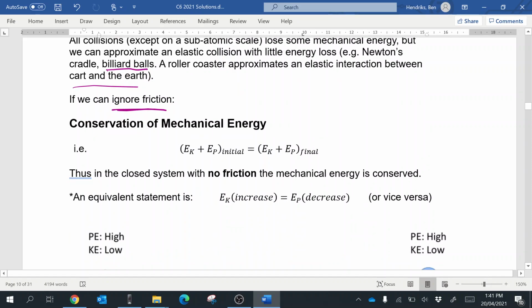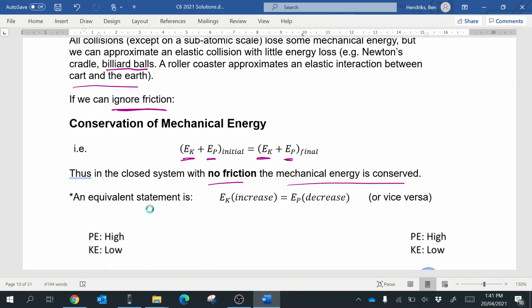So that means that the initial kinetic energy plus the initial potential energy is equal to the final kinetic energy plus the final potential energy. So thus, in a closed system with no friction, the mechanical energy is conserved.